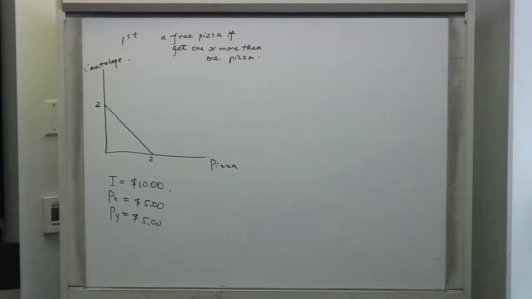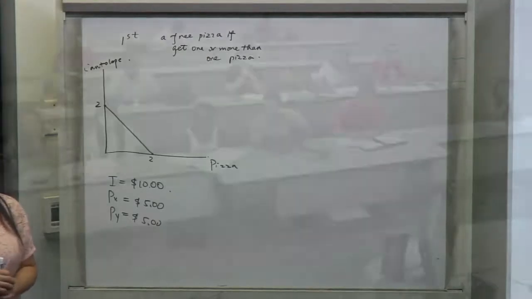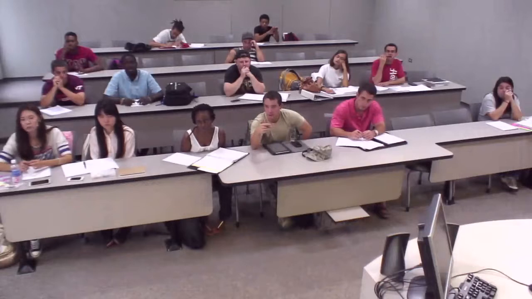Give you 30 seconds to think about it. Okay. And then shift over to the right. Over where? The pizza would shift over to the right since, you know, the quantity of pizza is going up.